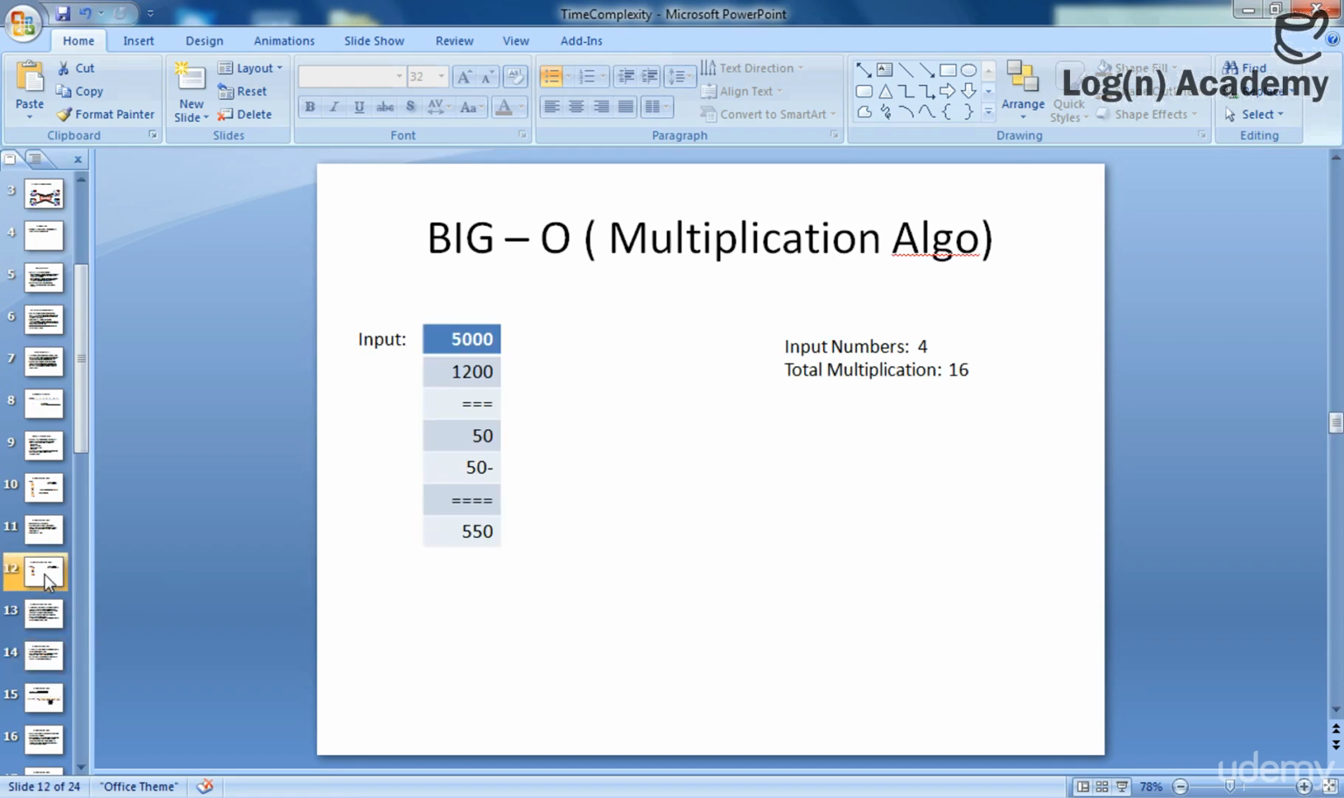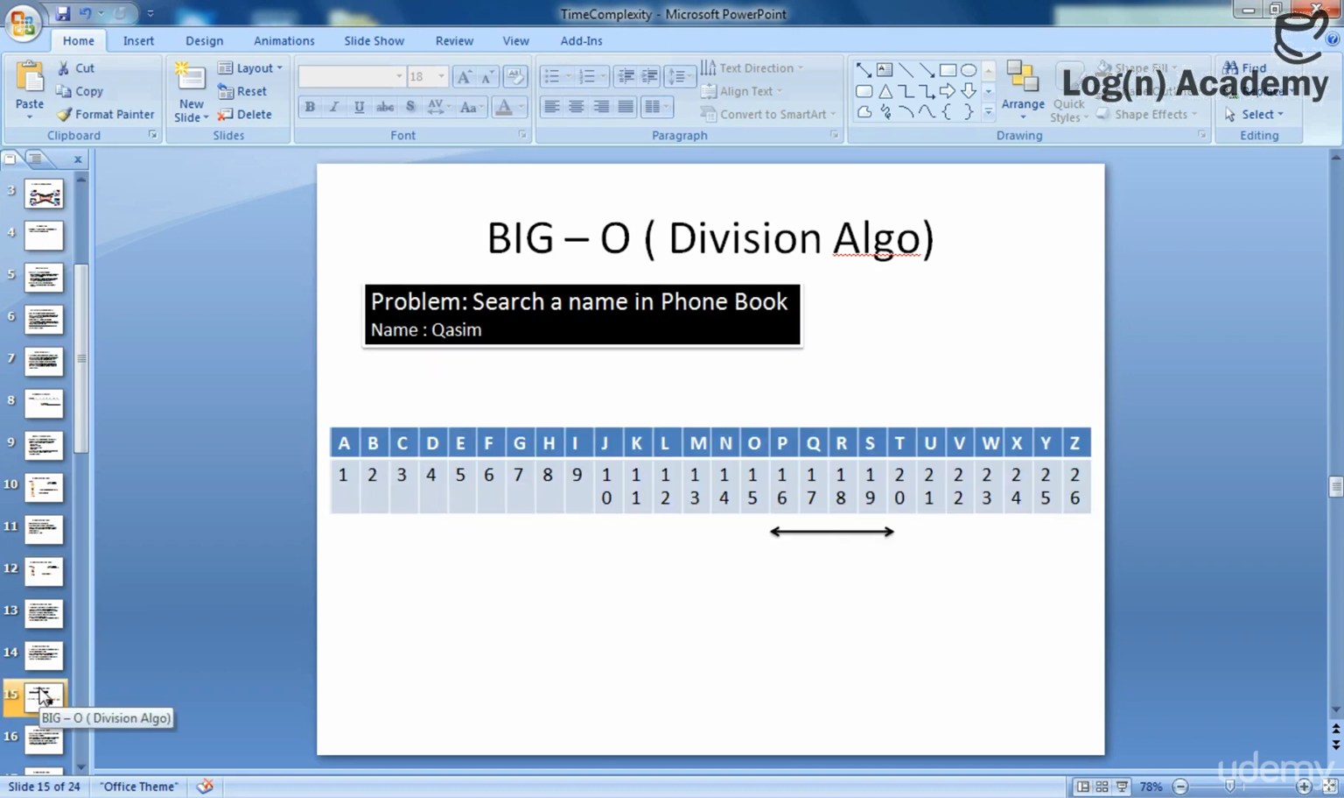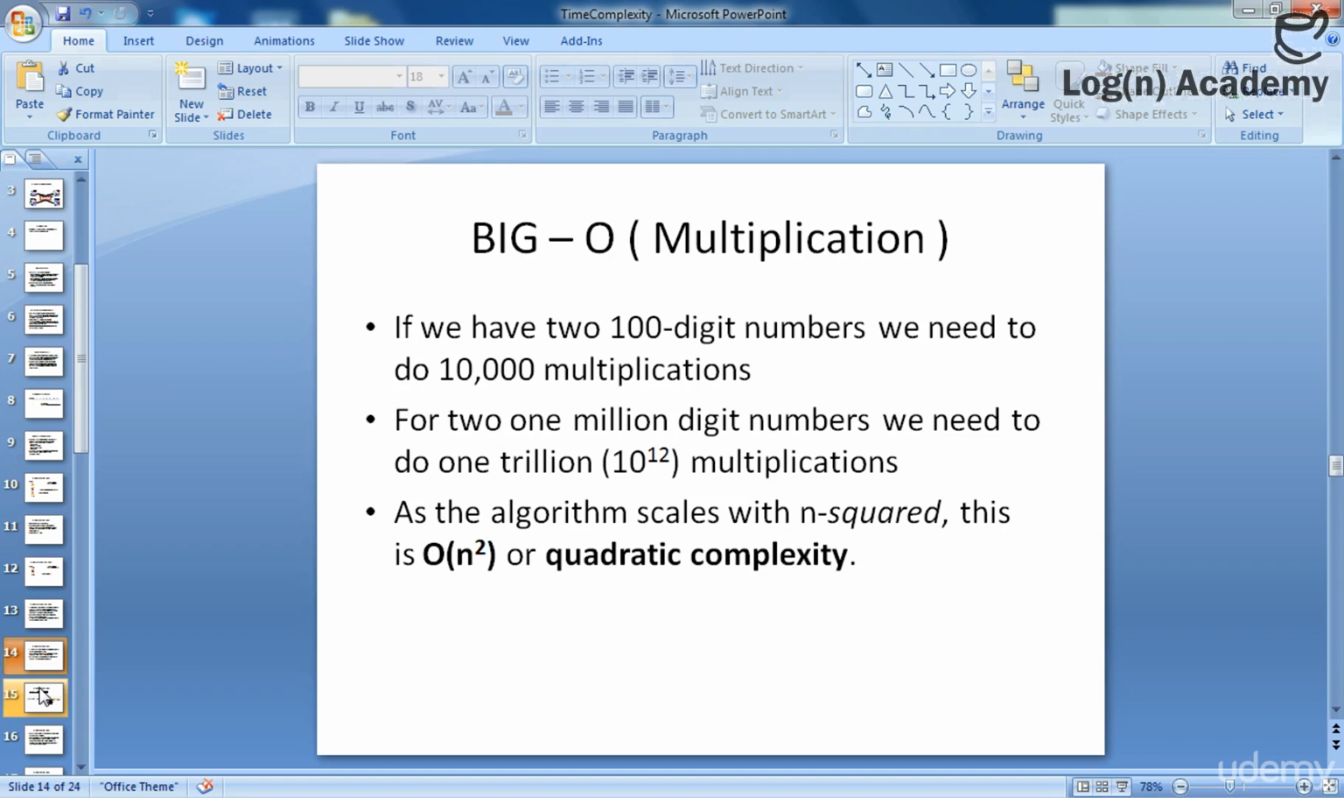We represent the input size with the help of n, right? So the complexity is n square, and the short form is something like this, right? Okay, now we completed the multiplication, and the complexity we have is of n square.